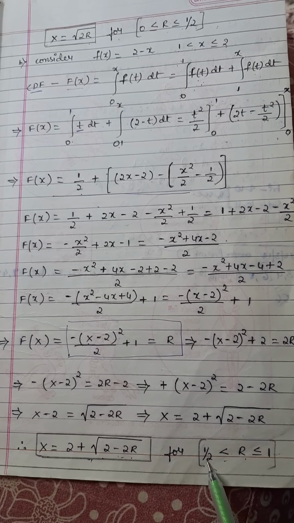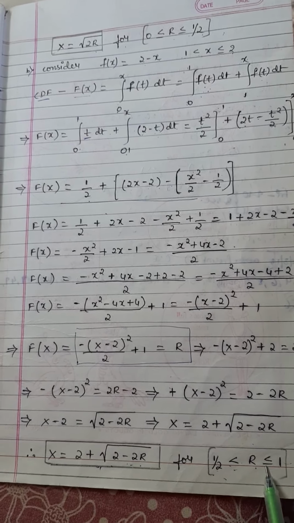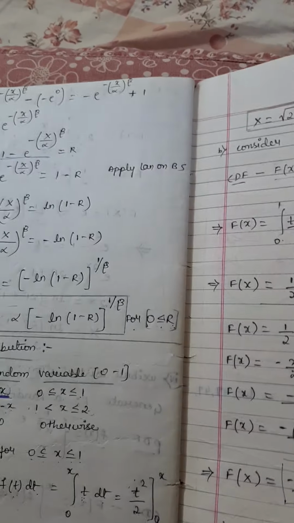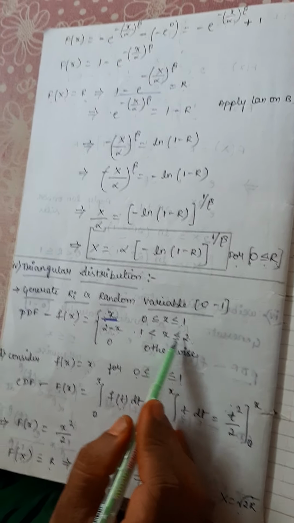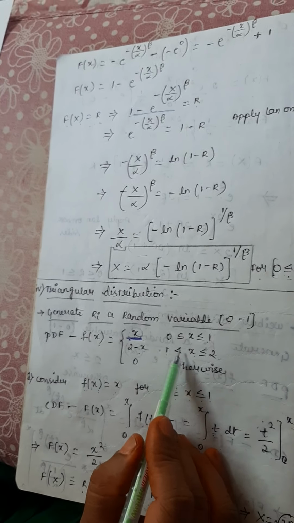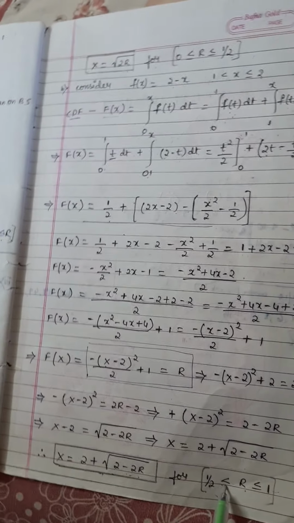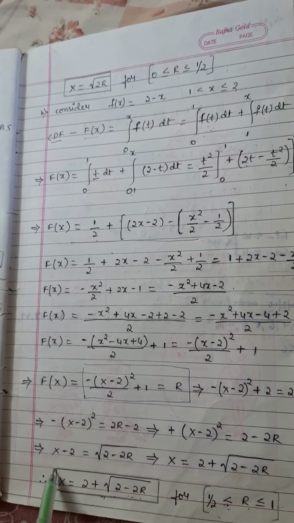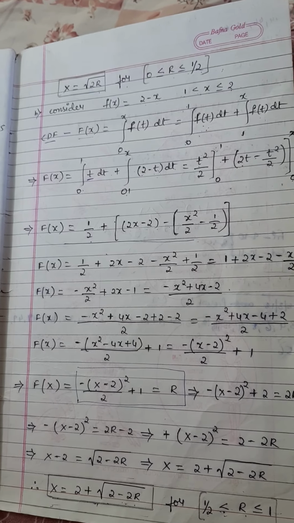So 1 by 2 less than R less than or equal to 1, because here we have 1 less than x less than or equal to 2. See, the less than symbol is there, so here also I am going to use the less than symbol. This is the equation for the triangular distribution.